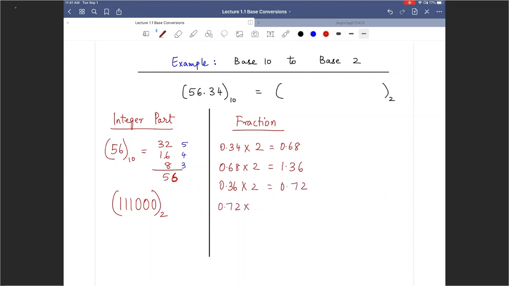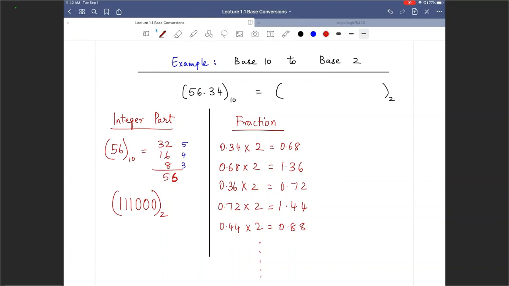0.72 times 2. What do you get? 1.44. Drop the integer part. Take the fraction. Multiply by 2. What do you get? 0.88. And this keeps going. Never ending. It keeps going, right? It may end. It may not end. Depends on the number.